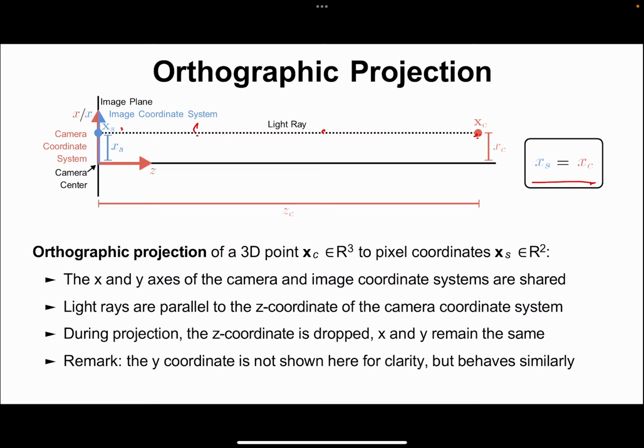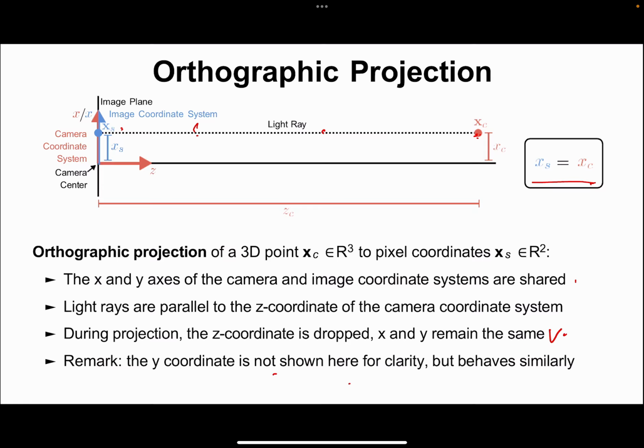So here, XS is equal to XC. That is orthographic projection. An orthographic projection of a 3D point XC depicts the coordinate XS. The x and y axes of the camera and image coordinate systems are shared. Light rays are parallel to the z axis of the camera coordinate system. During projection, the z coordinate is dropped, and x and y remain the same. And remark, the y coordinate is not shown here for clarity, but behaves similarly.